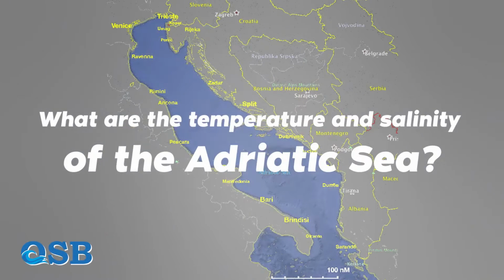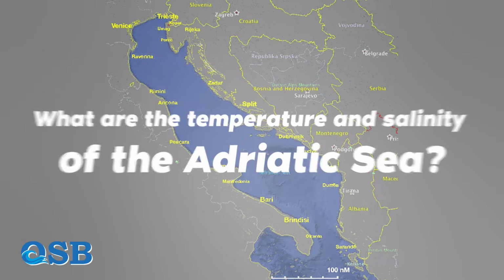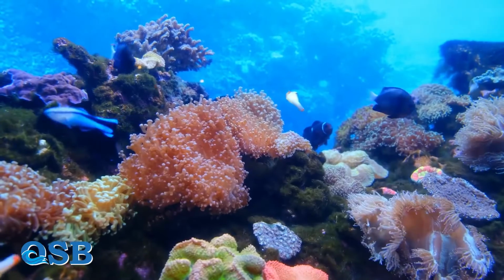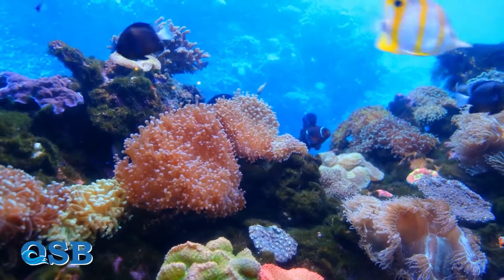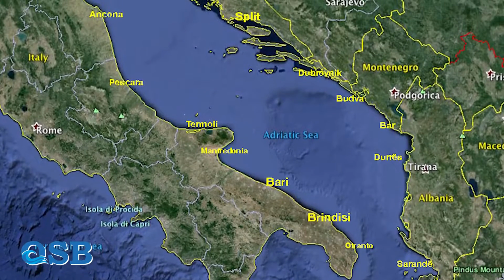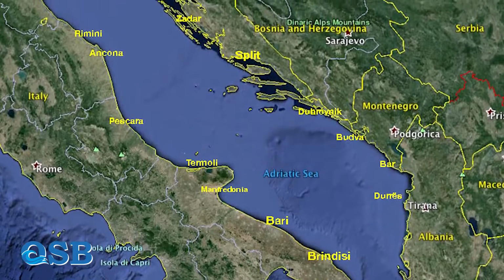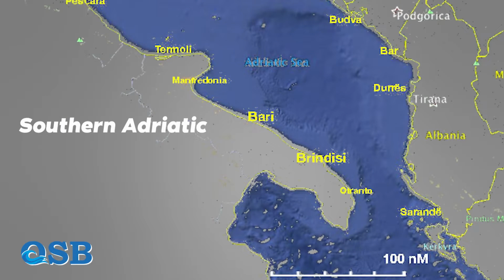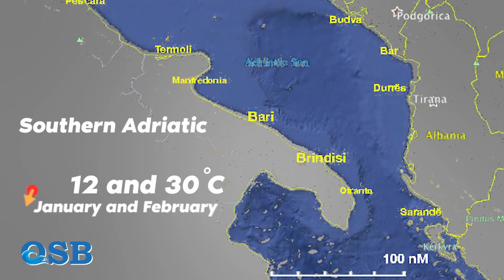What are the temperature and salinity of the Adriatic Sea? We divide our discussion into surface and depth to better understand the changes in temperature and salinity in the Adriatic Sea. In the southern Adriatic, the temperature is slightly higher than in the middle and northern Adriatic. In the southern Adriatic, the water surface temperature varies between 12 and 30 degrees Celsius, with the lowest temperatures occurring in January and February and the highest in July and August.